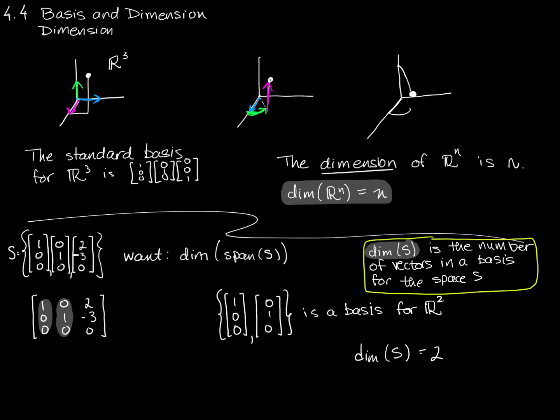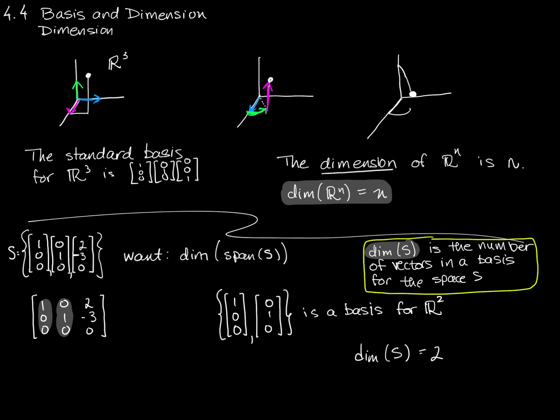It is possible to have collections of vectors with an infinite number of vectors in them. So it's possible to have an infinite dimension. We're not going to be dealing with that at all in this course, so I don't want you to worry about those. Just know that it is possible.